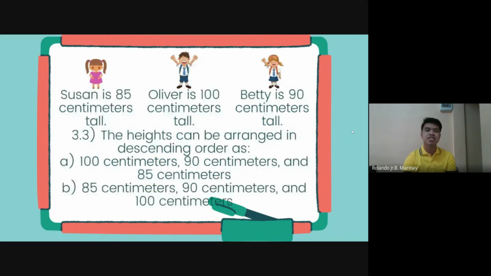Next question, number three. The heights can be arranged in descending order as A, 100 centimeters, 90, and then 85, or B, 85, 90, and then 100 centimeters. So you can pick from A or B, which among the two is descending order. Remember kids, descending order means from the biggest number to the smallest number. So what do you think is the correct answer? You will answer that on your own.